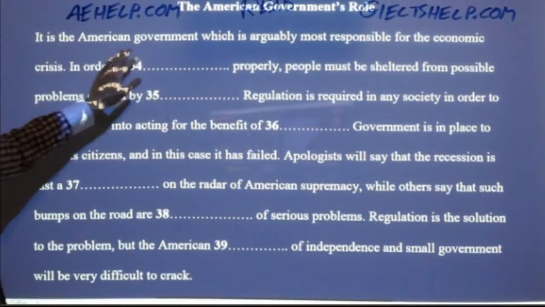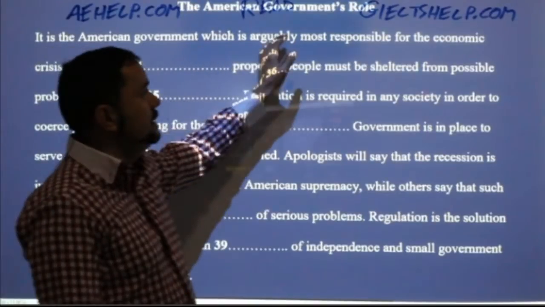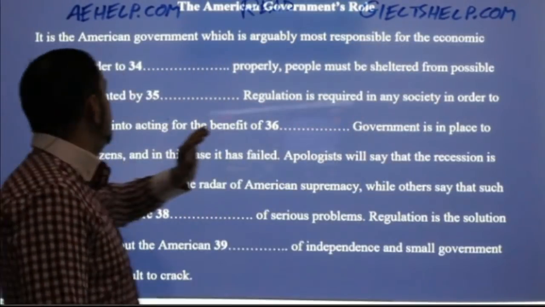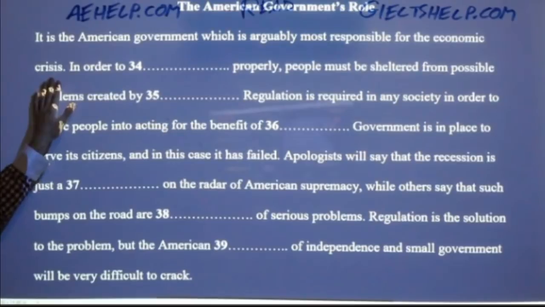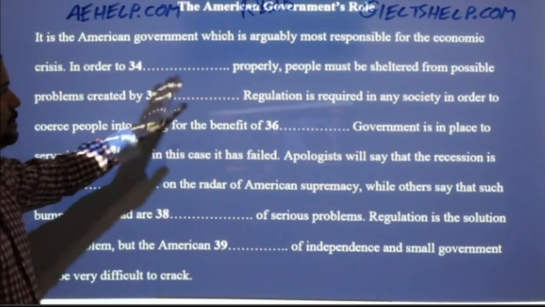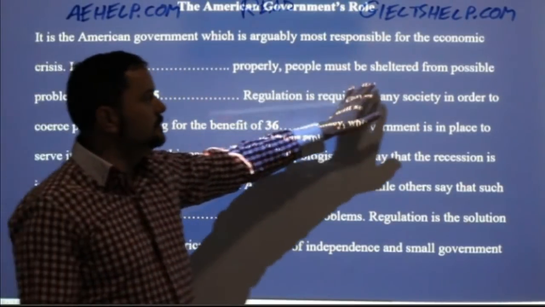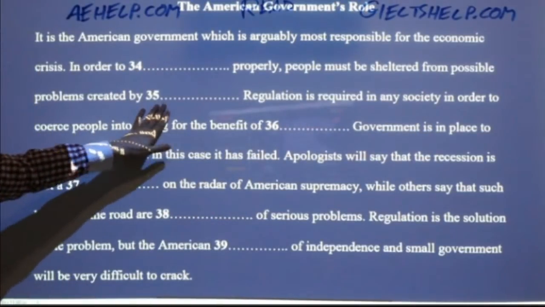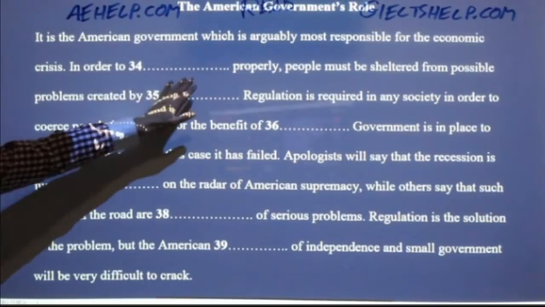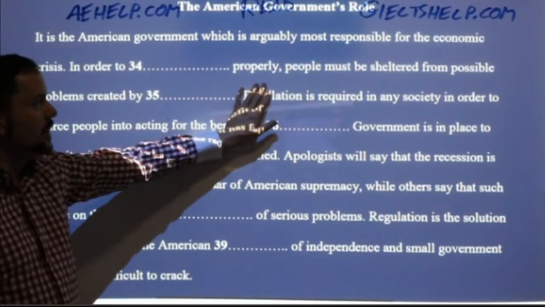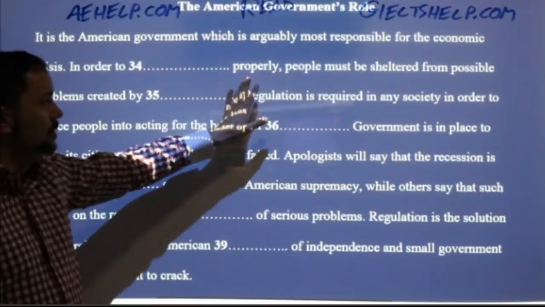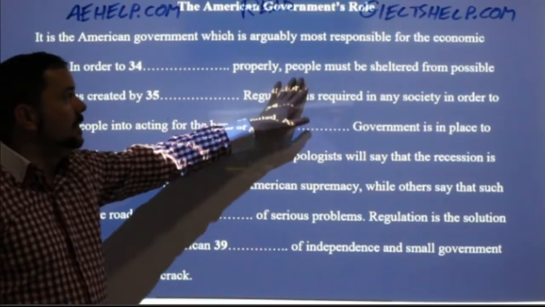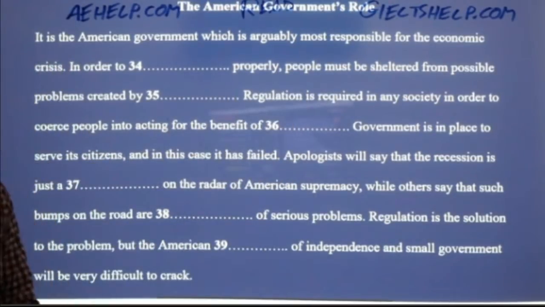All right, here we go. So it is the American government which is arguably most responsible for the economic crisis. In order to something properly, people must be sheltered from possible problems created by. So in order to what properly? What do you think would go in there in this passage? So in order to something properly, people must be sheltered.